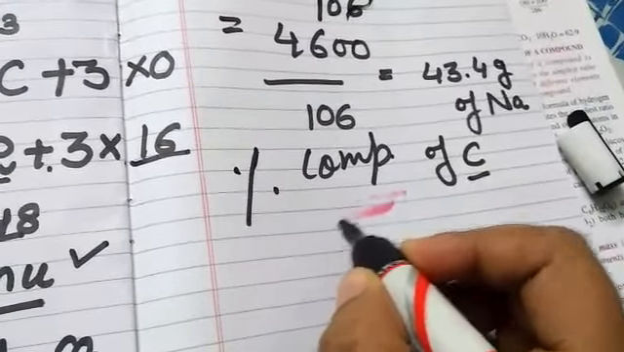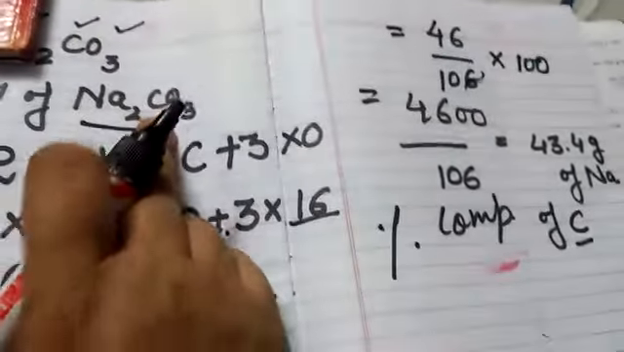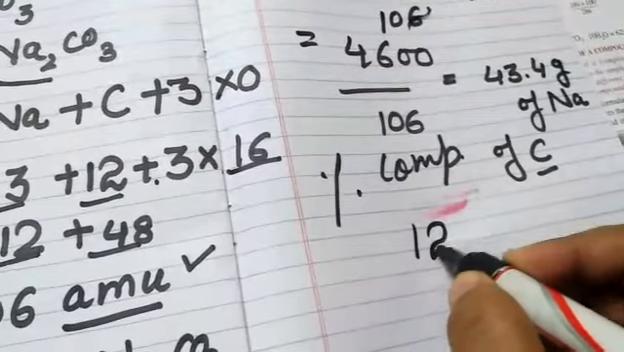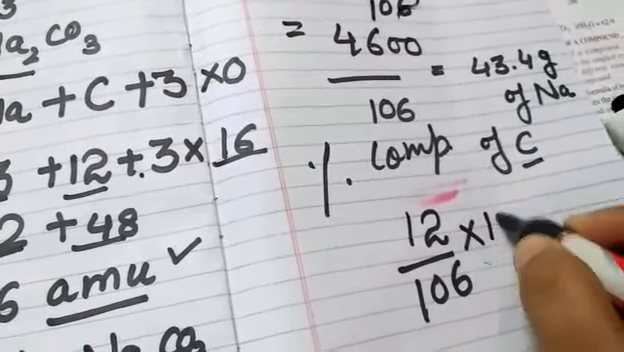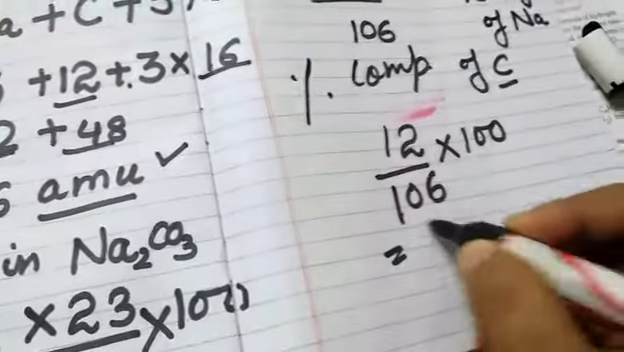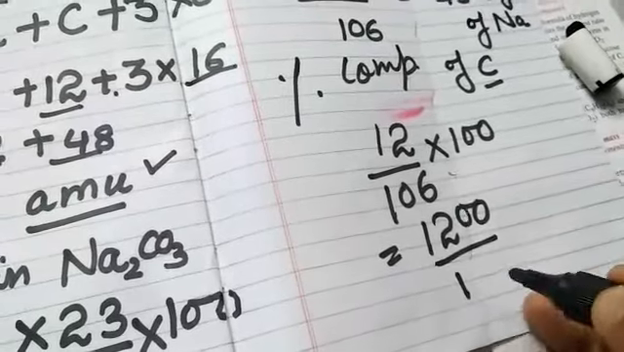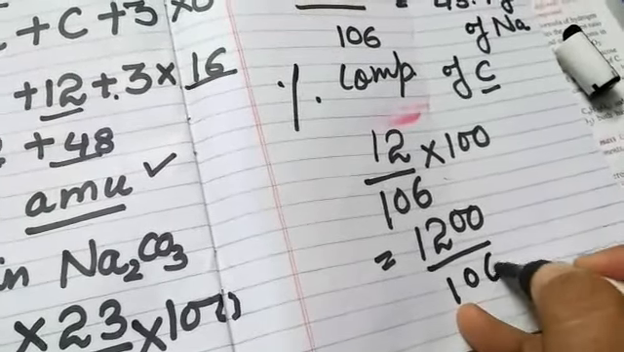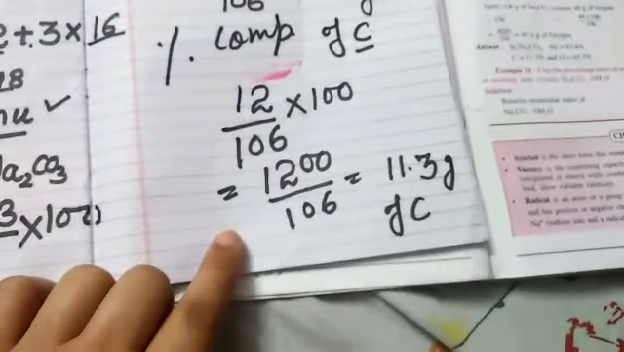First of all, mass of one atom of carbon, because in sodium carbonate only one carbon is there. So this is 12 divided by total mass of the compound multiplied by 100. So solve it. 1200 over 106. So it comes 11.3 grams of.